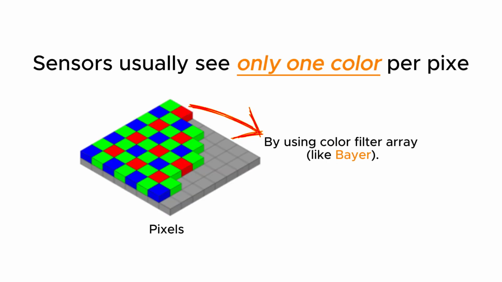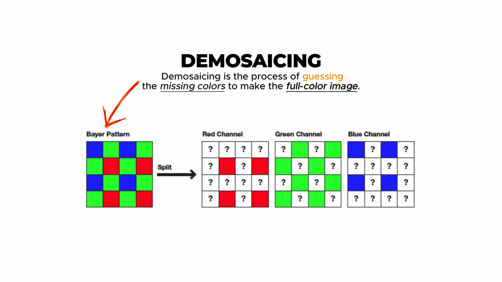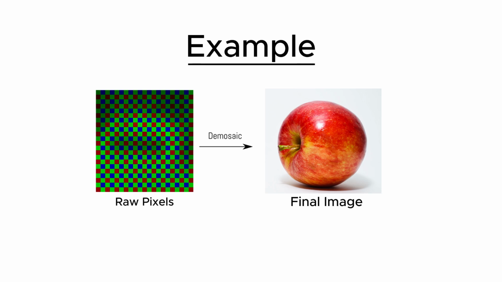Demosaicing. Sensors usually see only one color per pixel, red, green, or blue, because of a color filter array, like Bayer. Demosaicing is the process of guessing the missing colors to make the full color image. Example, demosaicing builds the final color image from raw sensor data so a red apple looks red.